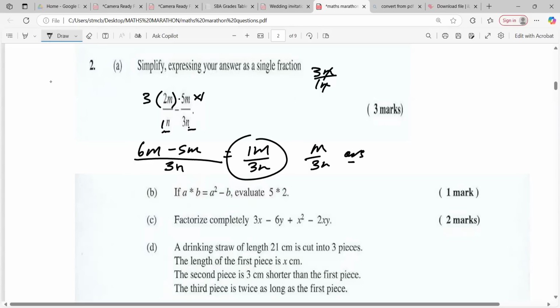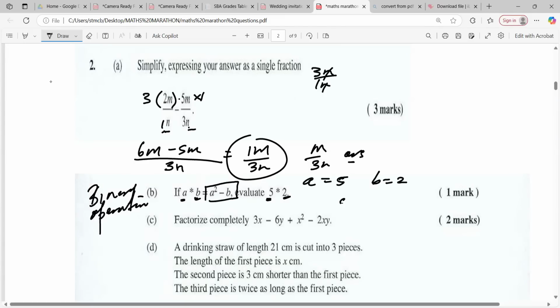Big up yourself. All right, this is what we call a binary operation. So what it means, A represents the first number, which is 5. So you can literally say A is 5 and B is equal to the second value, which is 2. And then you put it into this formula here that says A squared minus B. So it will be 25 minus 2. So it will be 23. And you get full marks for that, which is 1 mark.